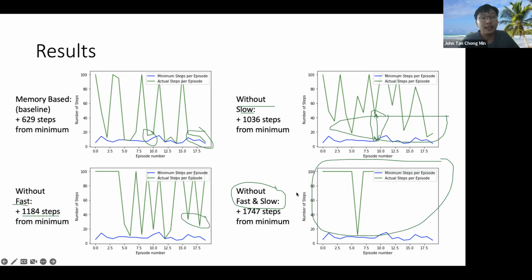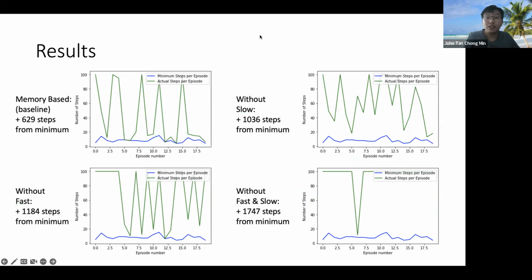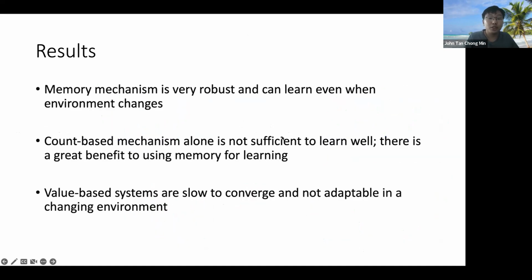So this shows that the count-based approach is not sufficient to learn well. You actually need to use memory for learning. And the memory mechanism can learn even when the environment changes. And of course, the other thing is the value systems are very slow to converge. Okay, so this I believe is very true because I asked a lot of posters, if I change your environment, can it still work? Probably not. Yeah, so this is really one of the key drawbacks of current RL.